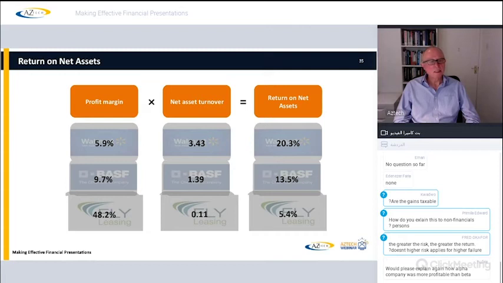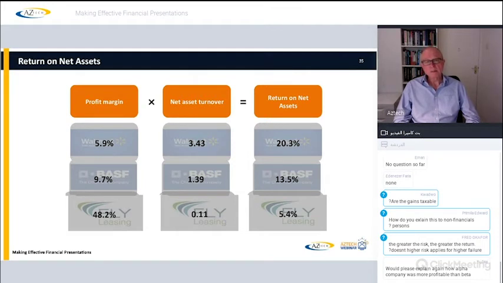For the chemical company, a 9.7% profit margin and a net asset turnover of 1.39 gives us 13.5% return on net assets. For the leasing company, 48.2%, a very high profit margin, but 0.11 net asset turnover, very low net asset turnover. 48.2 multiplied by 0.11 gives us 5.4% return on net assets.